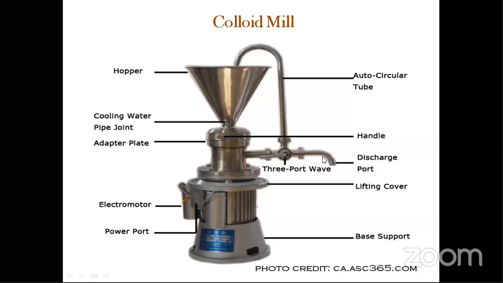So there is one portion, the discharge port. By the discharge port we can collect the fine emulsions after completing the emulsification process. And this hopper portion is directly connected with the most important portion, called the cooling water pipe joint. Why is the cooling water pipe used? Because if any kind of heat is produced during the mixing process, we can directly circulate cool water through this pipeline. So what happens if we circulate the cool water through the pipeline?